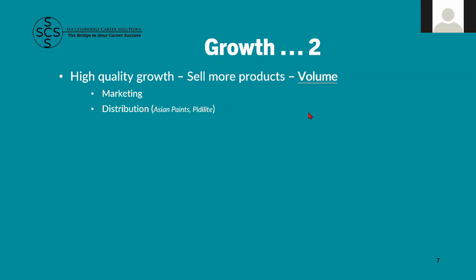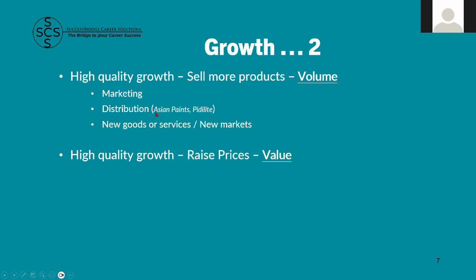And we have stalwarts. We have great companies which have great distribution strengths: Asian Paints and Pidilite, makers of Fevicol. We look at these two companies briefly and see how they have very strong distribution strengths, and how their strong distribution mechanism is helping them to grow. You introduce new goods or services into the market. So these are the three most important strategies for volume growth. Now we look at value or price.